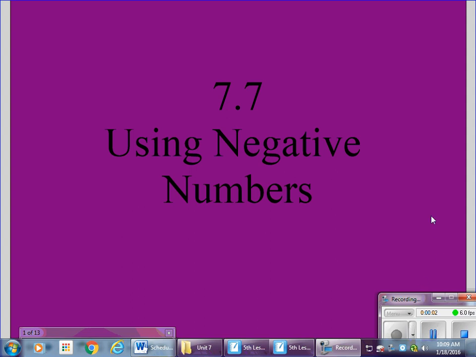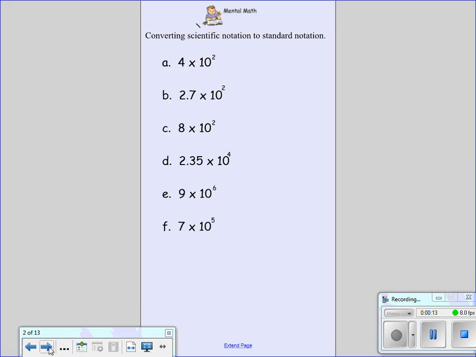Good evening, fifth graders. Tonight we're going to be getting a little bit of practice with negative numbers, the difference between a negative number and a positive number. Before we get going with that, let's take a look at a couple of practice problems working with scientific notation.